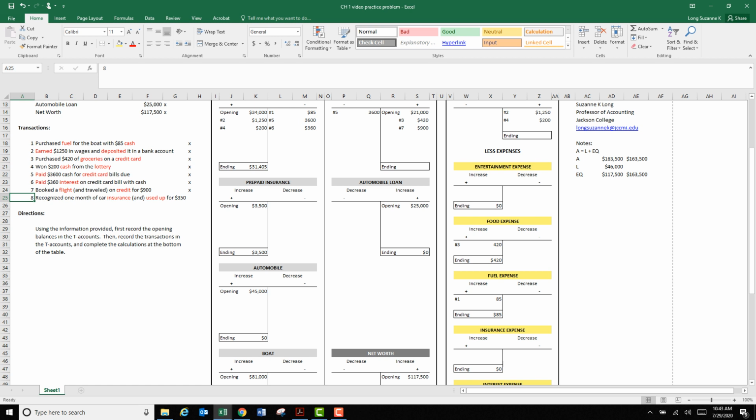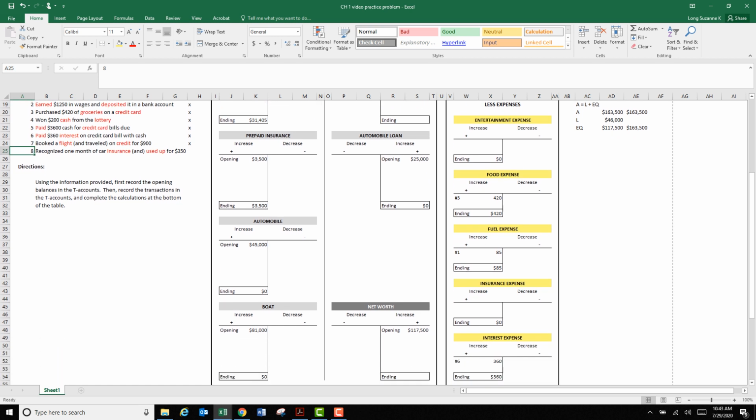Recognized a month of insurance and used up $350. And we have 2 accounts here. We have prepaid insurance and we have insurance expense. We need to show insurance expense of $350. Recognized 1 month of insurance. That's this. $350 of insurance expense for this month.